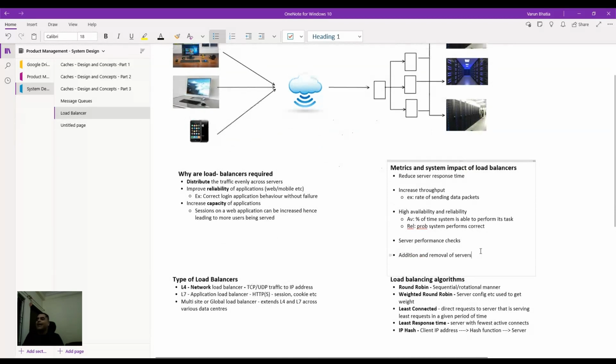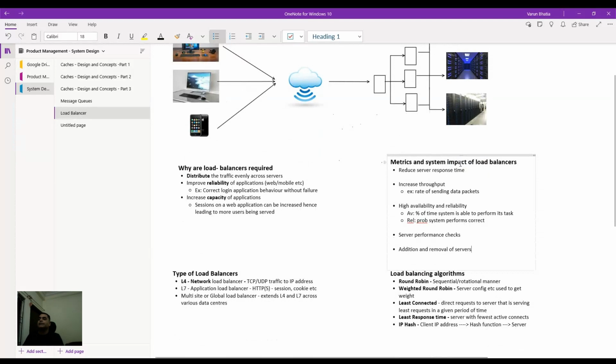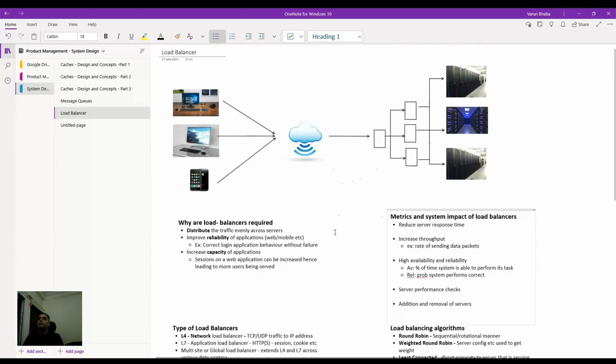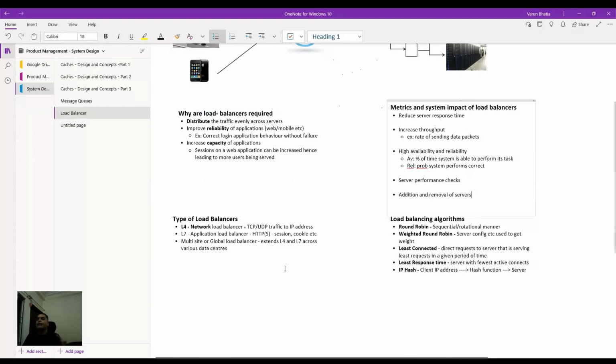Some servers might not be used, like in some geographic locations across pods, for example. There you might just remove certain servers and bring in additional servers where the loads are high, right? So these are some of the metrics and system impacts of a load balancer. One other thing that you have to keep in mind is the algorithms. I'll come to the load balancer part because those are mostly very straightforward, standard textbook definitions.